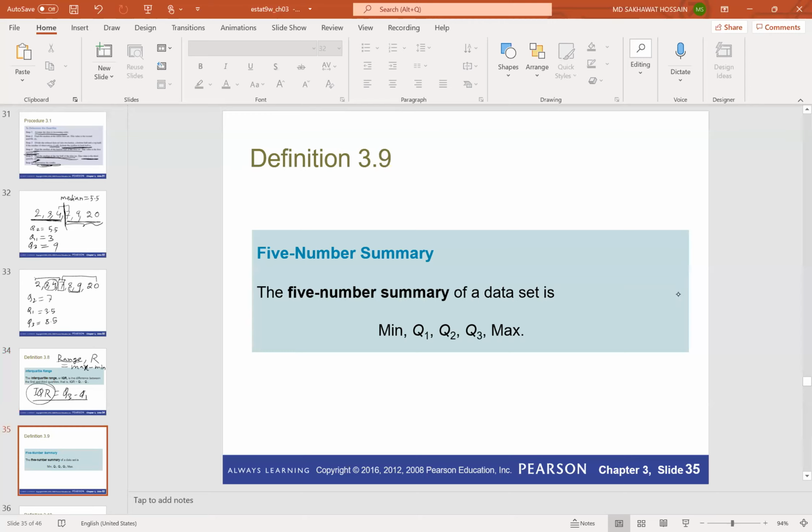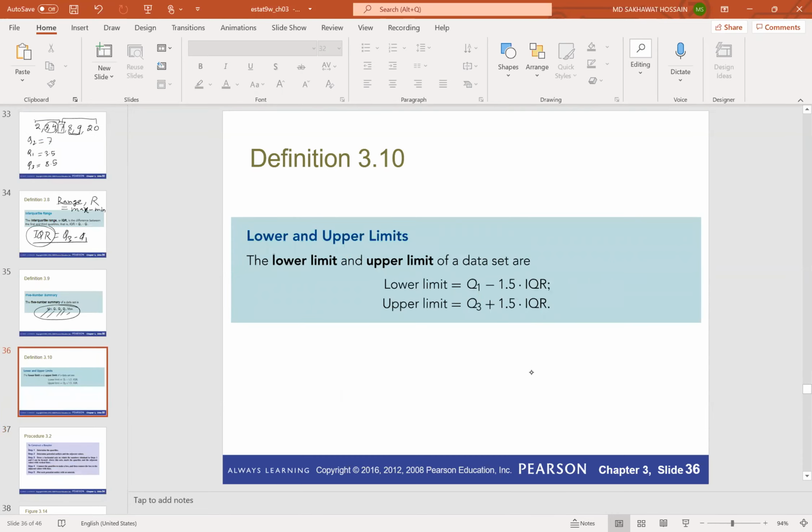Okay, so now we have all 5 numbers to construct the 5-number summary. So we have the minimum number, we have Q1, Q2, Q3, and the maximum number. So these 5 numbers are called the 5-number summary of the data set. So now we'll calculate the lower and upper limits of the data set. So how do we calculate the lower limit and upper limit? To calculate this, you need the information of interquartile range.